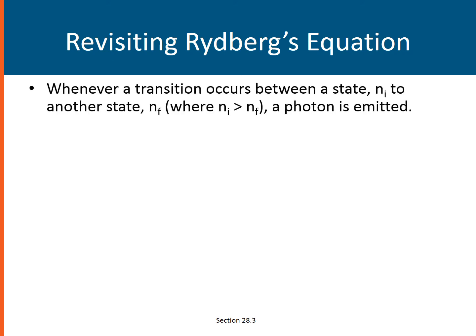Now let's look into Rydberg's equation once again. Whenever a transition occurs between a state n initial to another state n final, or when electrons move back from a higher energy level n initial to a lower energy level n final, a photon is emitted. And the energy of this photon is equal to the amount of energy that the electron absorbed in order for it to jump from a lower energy level to a higher energy level. So once again, in order for it to go back to a lower energy level, it has to emit the energy that it has absorbed in the form of a photon.